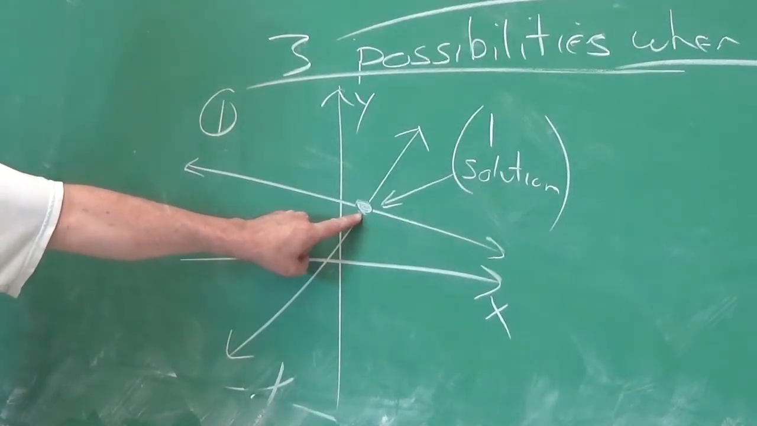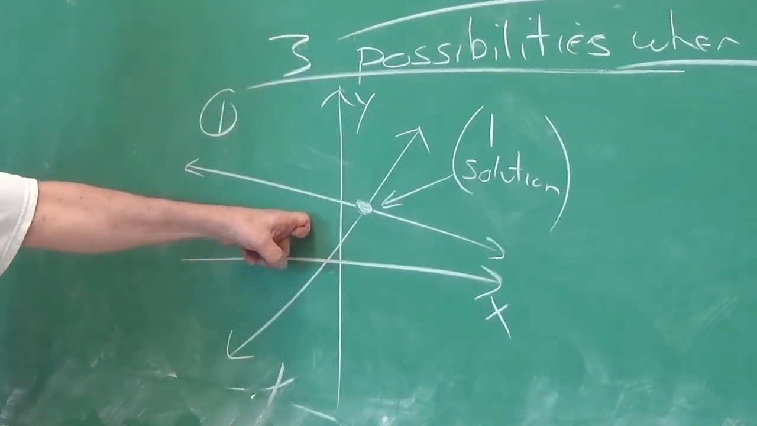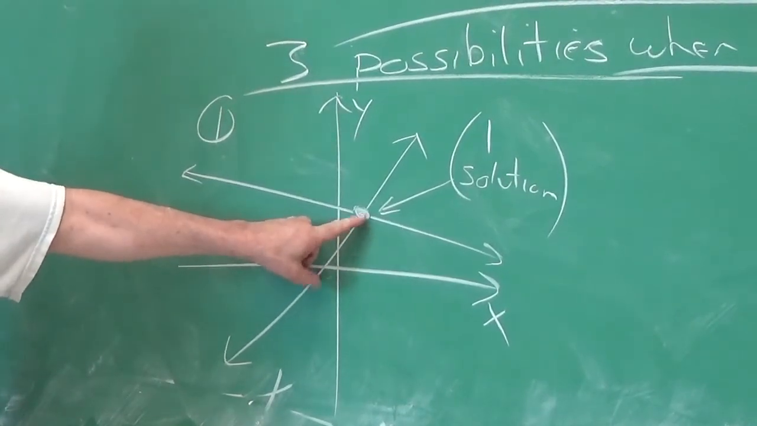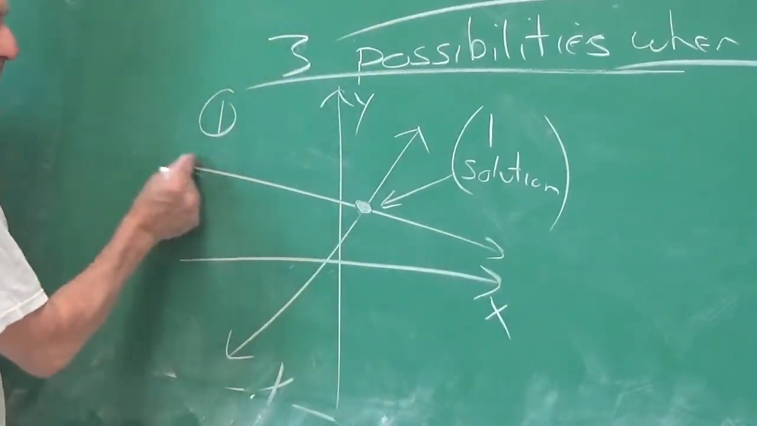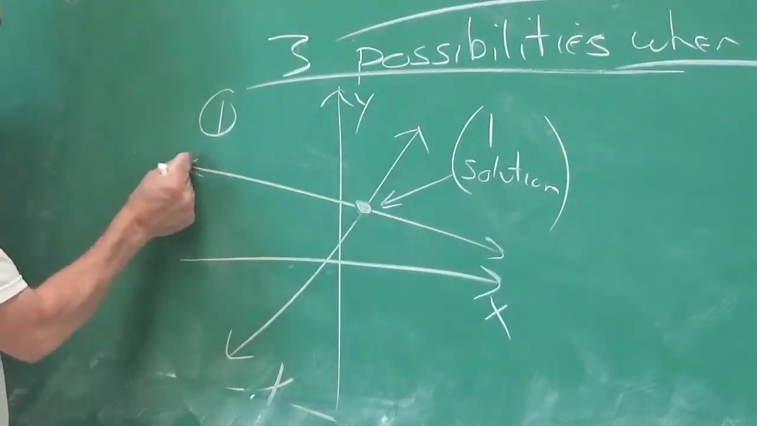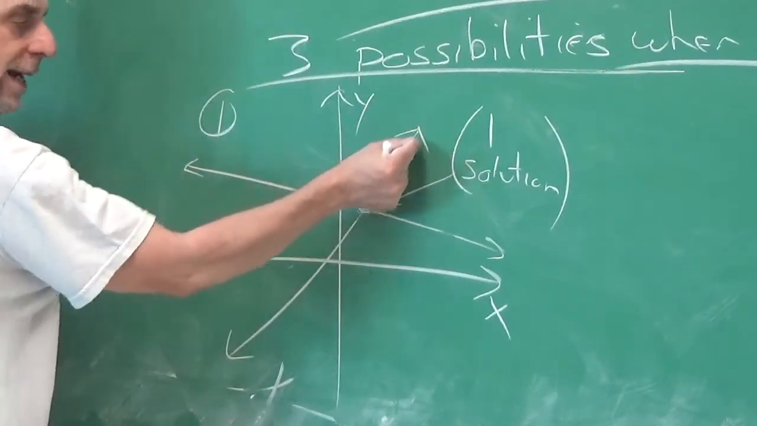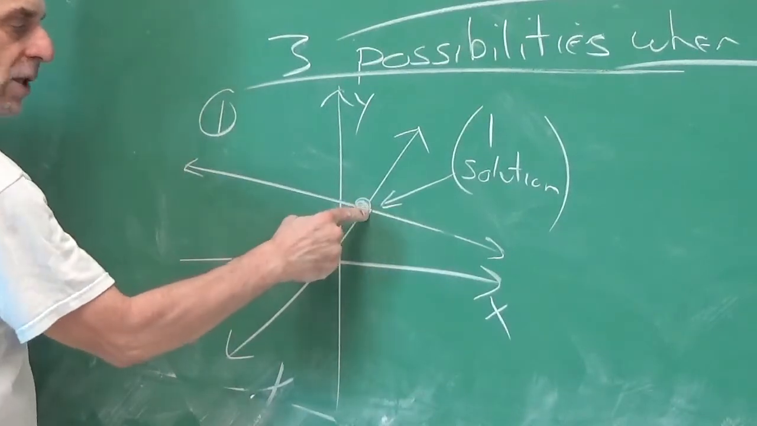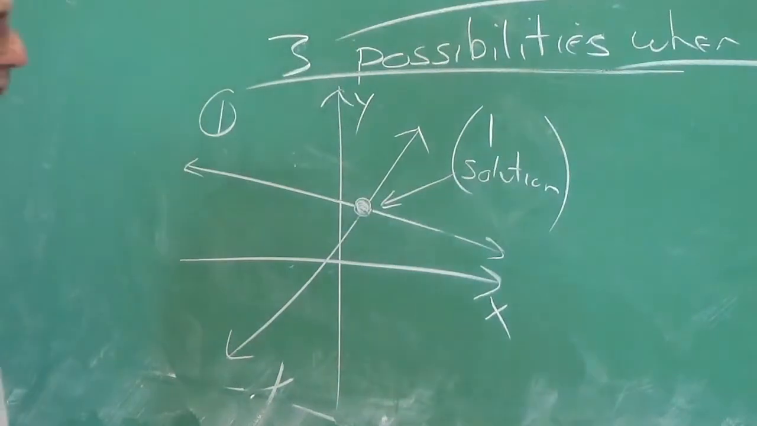That's probably the most common outcome. I don't want to say that, but generally in our situation, when we get a solution, it's the point where the two lines cross. Because think about it, every point on this line has an xy combination that solves the equation of this line. Every xy point on this line solves the equation of this line. There's only one point, xy, that solves both of those equations, and that's the one we're looking for.